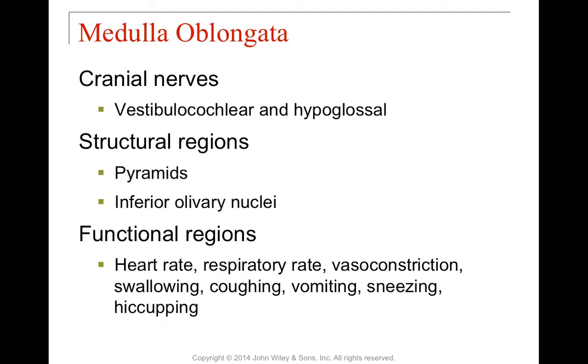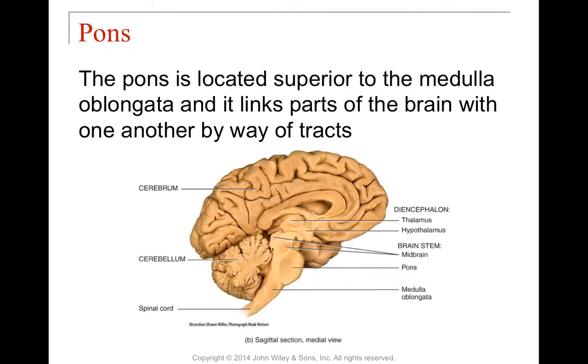The medulla oblongata is responsible for things like heart rate and respiratory rate. The pons is located superior to the medulla, and it's going to contain motor and sensory tracts, just like we saw previously, and it's going to link different parts of the brain to one another by way of these different tracts.